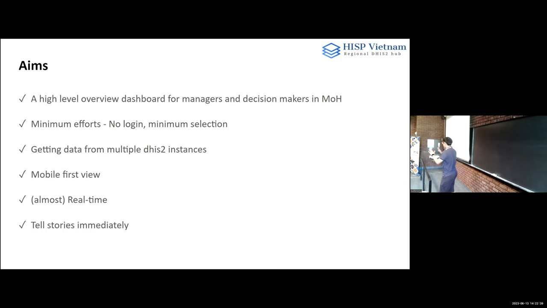The public dashboard will get data from multiple sources. Right now, we get data from multiple DHIS2 instances, but in the near future, in the next phase, we might need to get data from different sources. And as I mentioned, it should be mobile first, so they can view it from their phone or tablet, with no need to use a laptop.